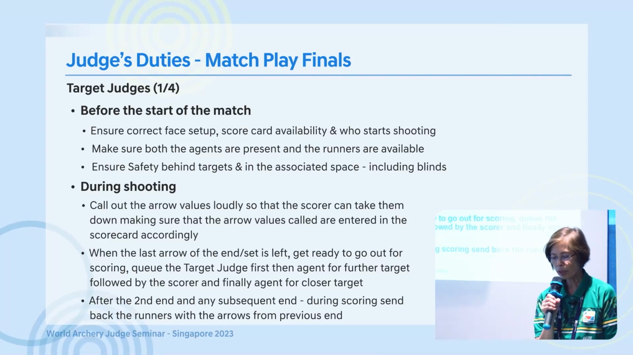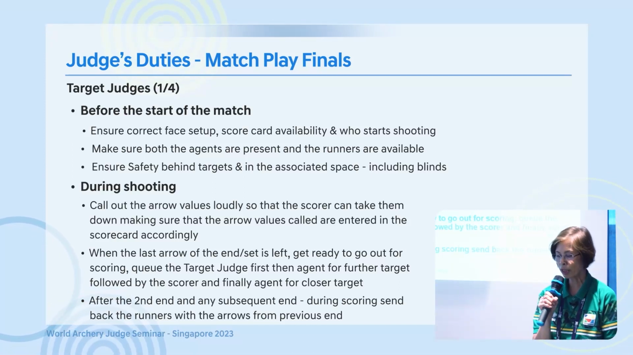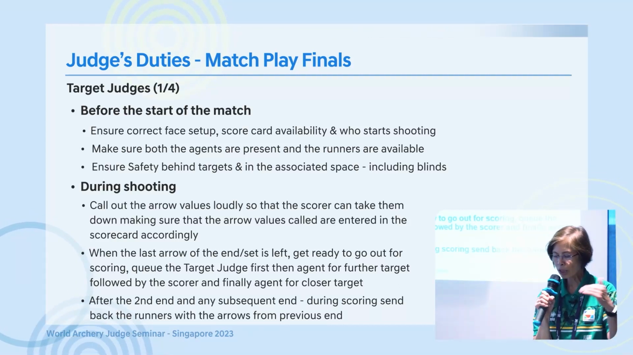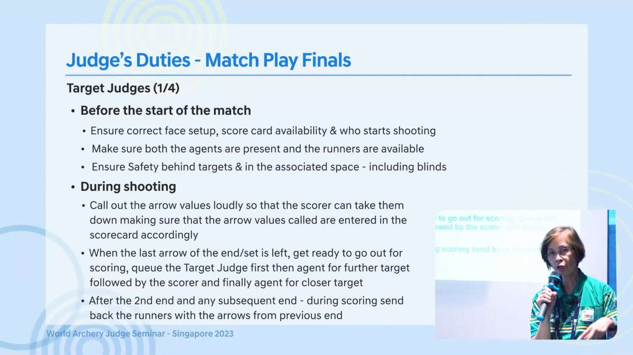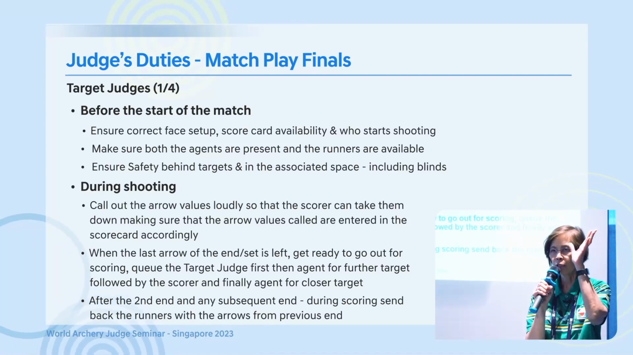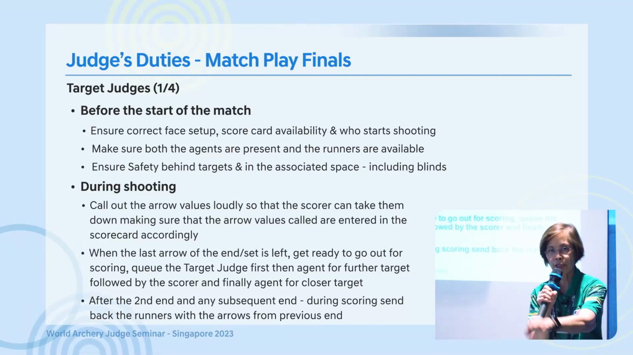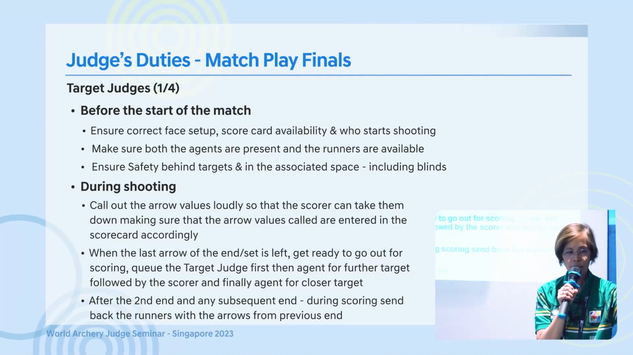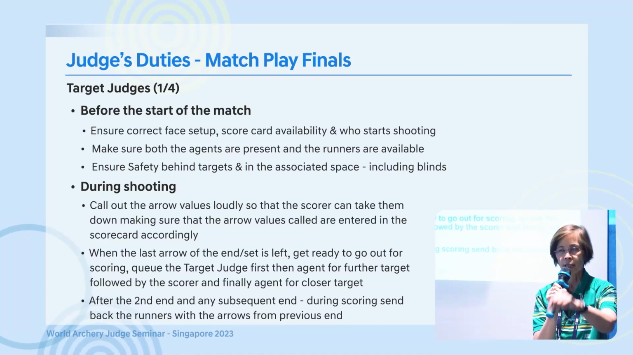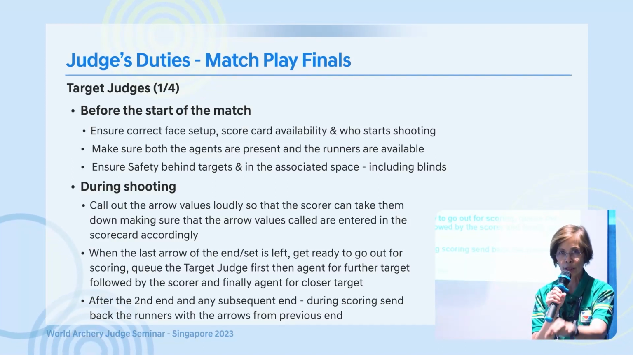Now, during shooting, as the target judge, you call out the arrow values loudly so that the scorer can take them down, making sure, while you're still in the blinds, that the arrow values called are entered in the scorecard accordingly. As I mentioned earlier, the target judge calls the arrows and the scorer writes them down. And the agents are checking if the correct score is being written down on the scorecard. And as a target judge, you're also checking that what you call is being written correctly on the scorecard.